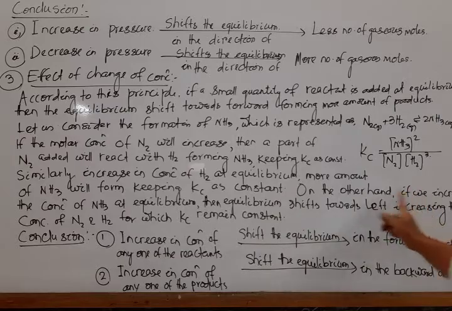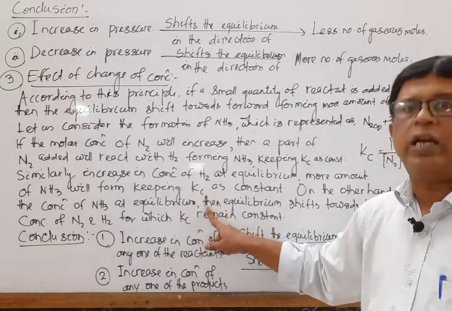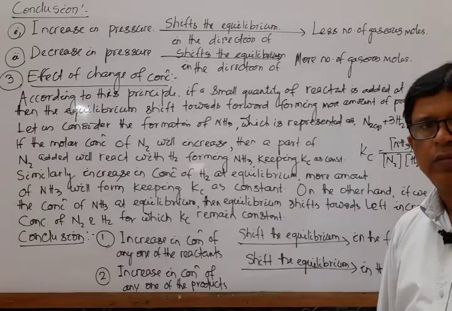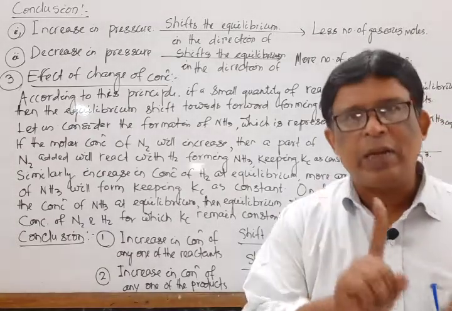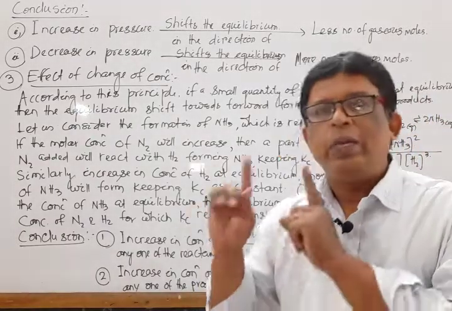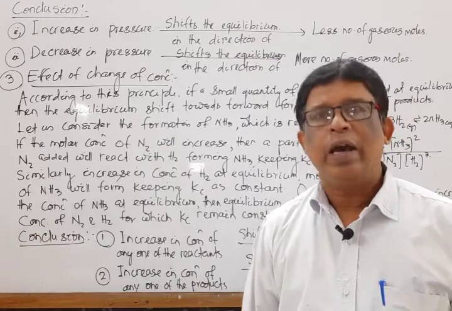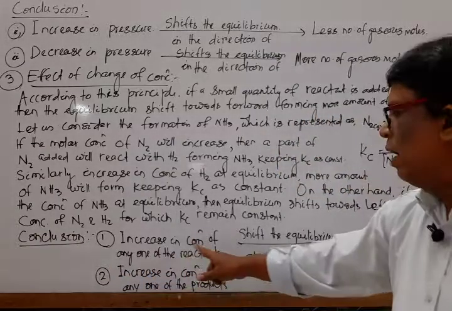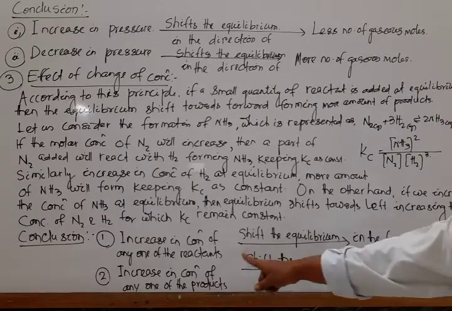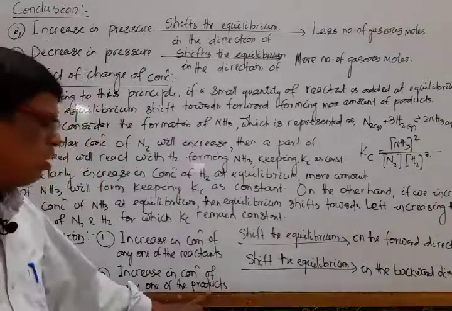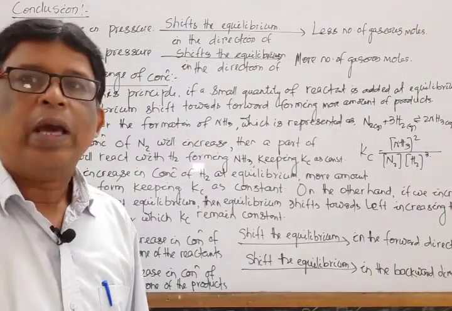On the other hand, if we increase the concentration of ammonia, that is the product side at equilibrium, then equilibrium shifts towards left, forming more amount of nitrogen and hydrogen, keeping Kc constant. That means, if we increase the concentration of reactant side, more amount of product forms. If we increase the concentration of product side, equilibrium shifts backward, forming more amount of reactant. Hence, from above we draw one conclusion: increase in concentration of any one of the reactants shifts the equilibrium in the forward direction, and increase in concentration of any one of the products shifts the equilibrium in the backward direction.